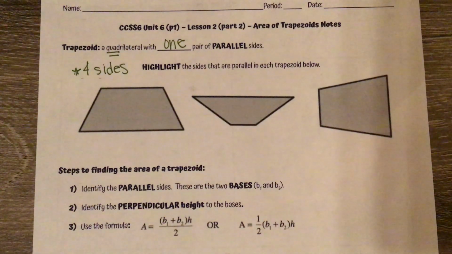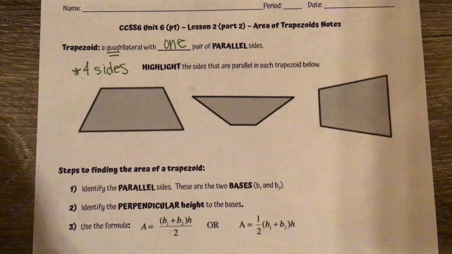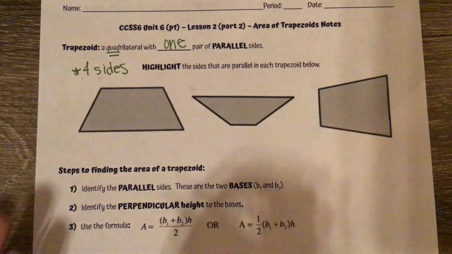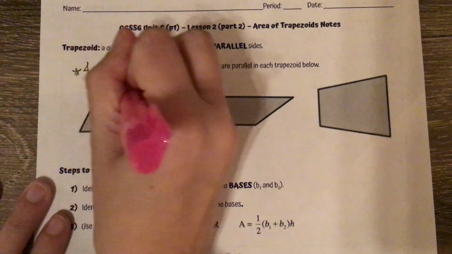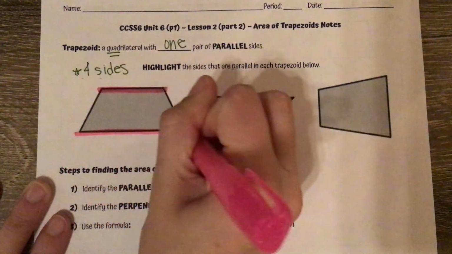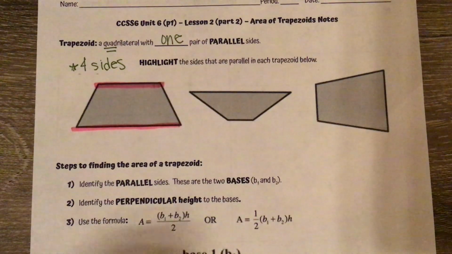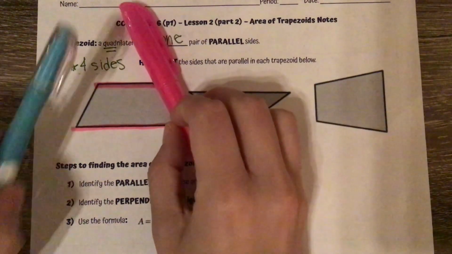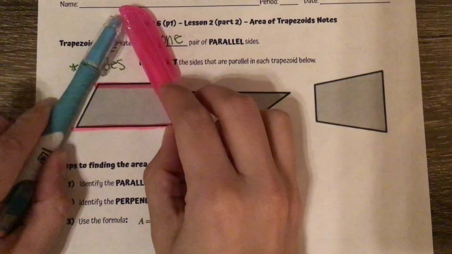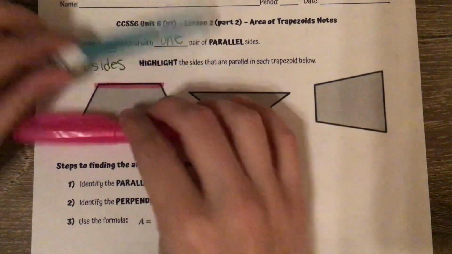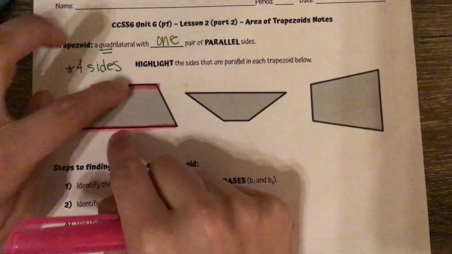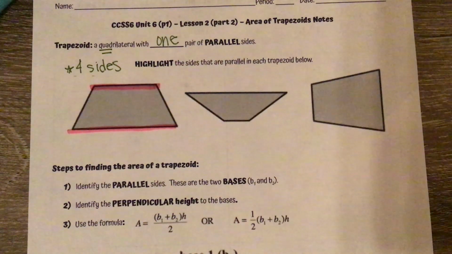So if we're looking at this, when they say they have one pair of parallel sides, these sides right here for this one, the top and bottom, if we continued them on forever, they would never intersect. So those are the parallel sides. Versus this right side and left side, if I continued them, they would intersect. So these two wouldn't, these two would. So only those two are parallel.